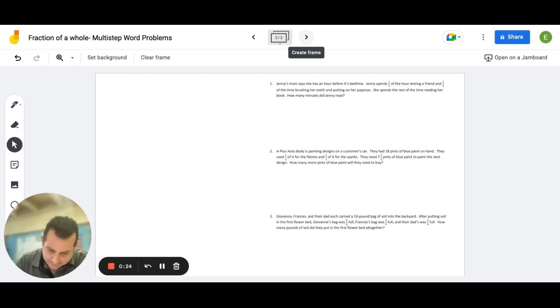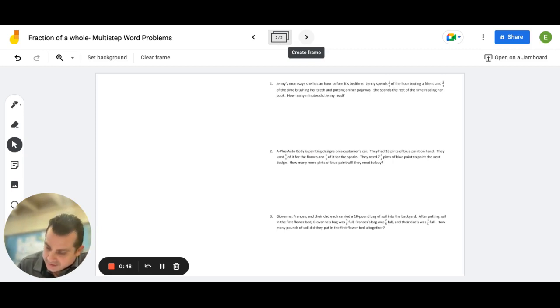So if we look here, let's look at number 1. Jenny's mom says she has an hour before it's bedtime. Jenny spends 1/3 of the hour texting a friend and 1/4 of the time brushing her teeth and putting on her pajamas. She spends the rest of the time reading her book. How many minutes did Jenny read?